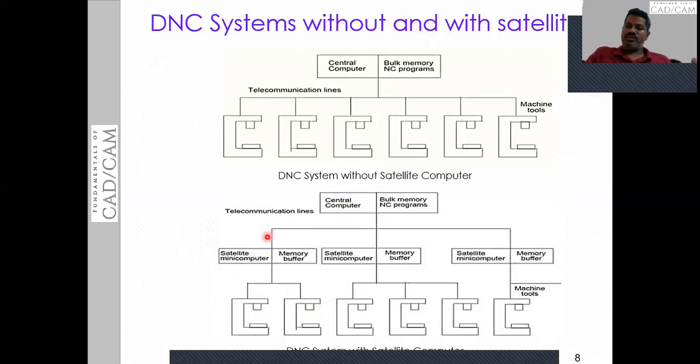Whenever you introduce a satellite mini computer in between the central computer and the NC machine tools, this mini computer is going to get the required program from the central computer. That means the satellite mini computer is going to download the required program from the central computer. In turn, that program will be kept in the memory buffer. From this memory buffer, the machine tools are going to access the program of instructions. In that way, you can reduce the communication between the machine tools and the central computer. This is the advantage of combining CNC and DNC.